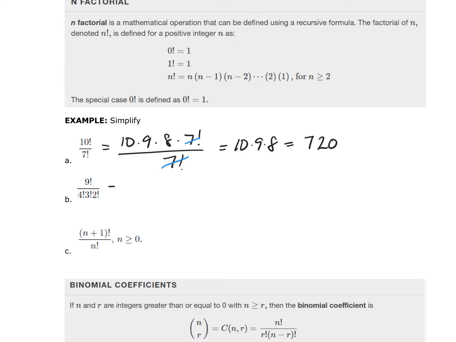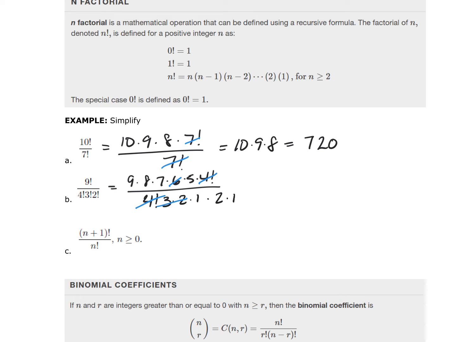Now for 9 factorial over 4 factorial times 5 factorial, I'm going to cancel down until I get to a 4 factorial. So I'm going to take 9 multiplied by 8 multiplied by 7, 6, 5, and then 4 factorial. The reason I stop at 4 factorial is because the denominator has a 4 factorial. Now I'm going to have to write out 3 factorial because I won't have a 3 factorial in the cancellation in the numerator, so I'm going to have 3 times 2 times 1. And then I'm going to do my 2 factorial, which is 2 multiplied by 1. My 4 factorials will cancel.